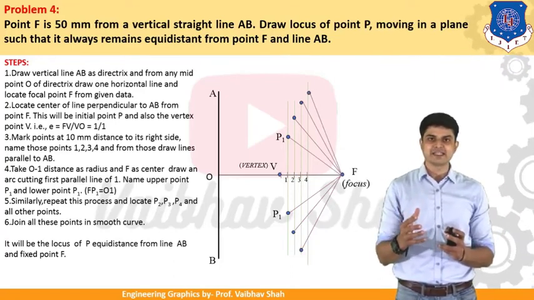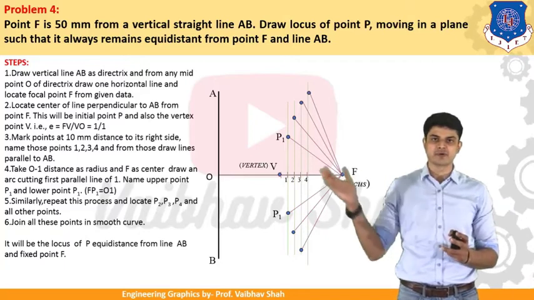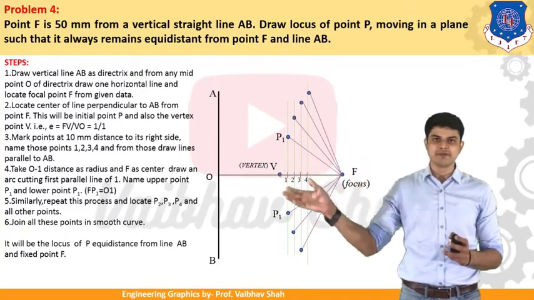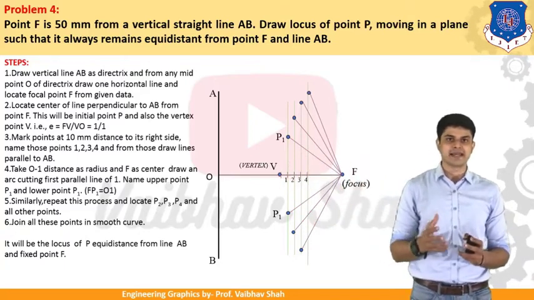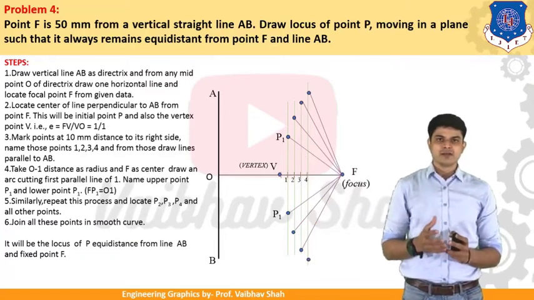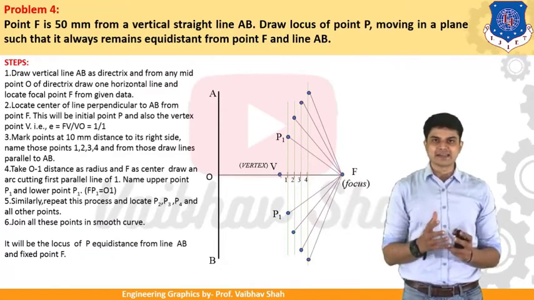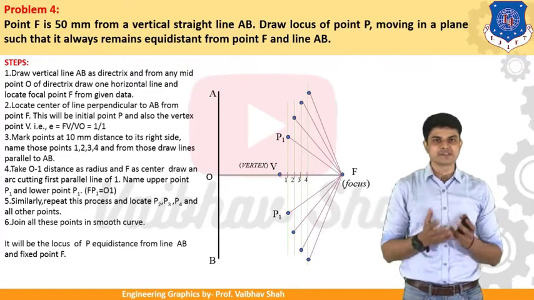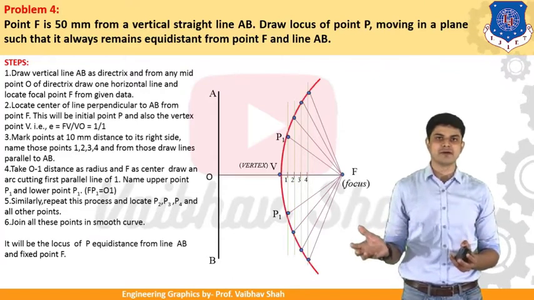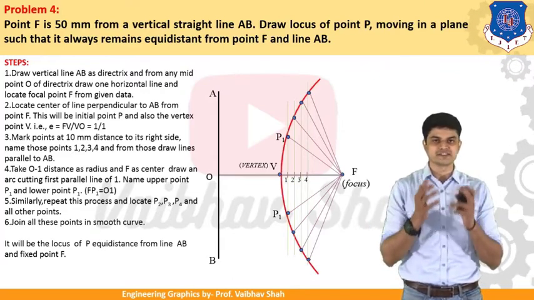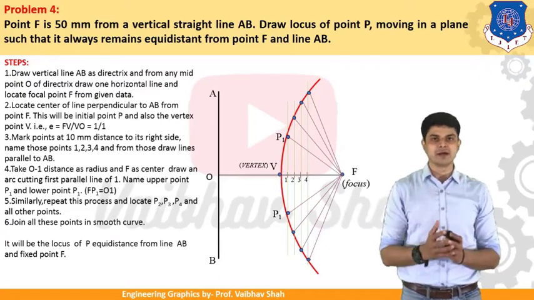So you should identify these points as P1, P2, P3, P4 in upward direction as well as P1, P2, P3, P4 in downward direction also. So you will be having these points. After getting these points, finally you should simply connect these points by a smooth curve, and this will give you a curve which is nothing but what? Your parabola. So very easy.